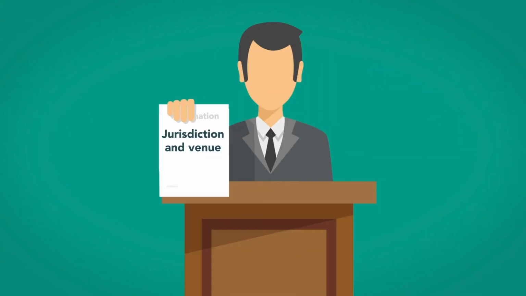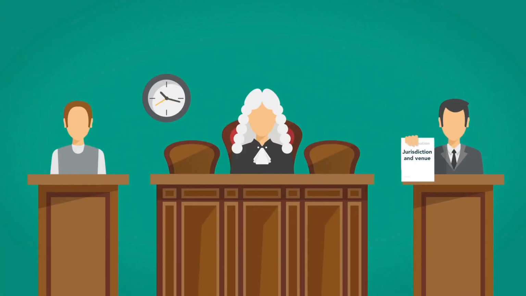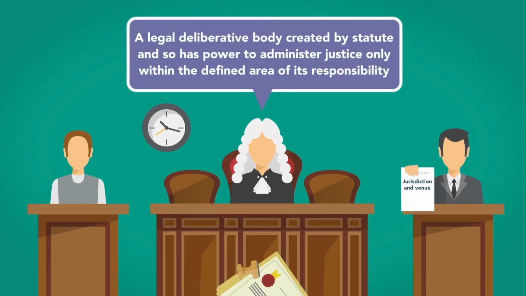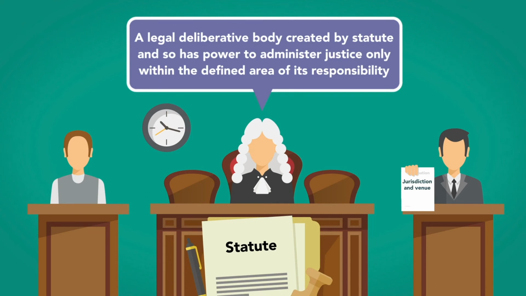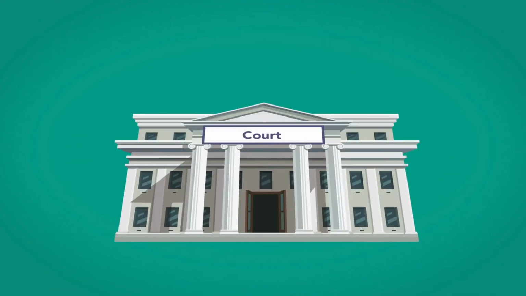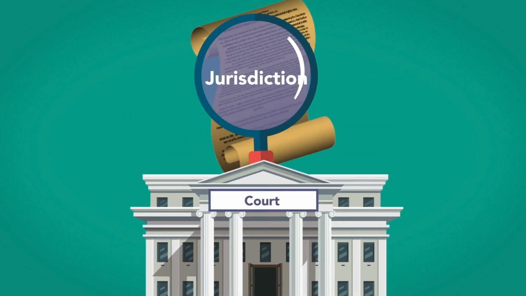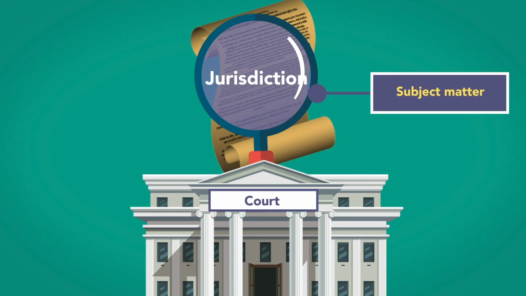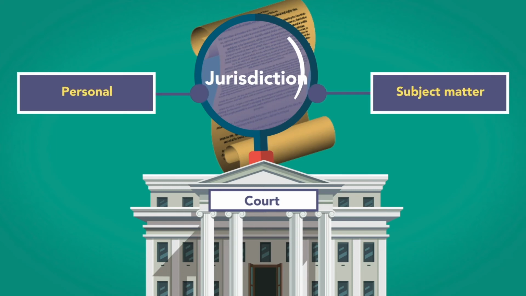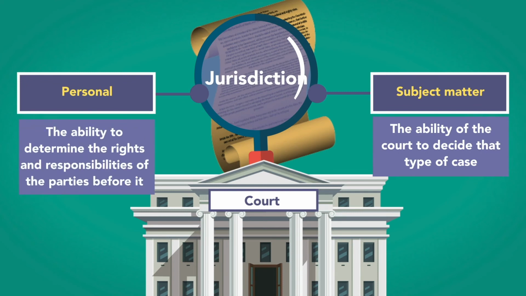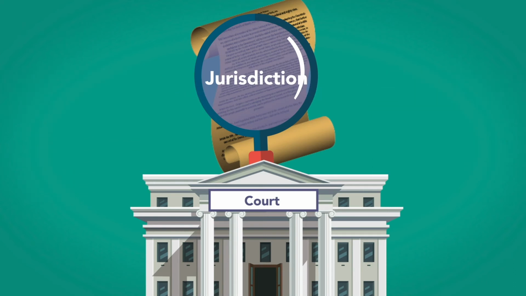Jurisdiction and venue are terms that describe the power of a particular court to hear a particular case. A court is a legal, deliberative body created by statute, and so has power to administer justice only within the defined area of its responsibility. The jurisdiction of a court is found in whatever law created that court. Jurisdiction can be divided into 2 categories: subject matter and personal. Subject matter jurisdiction is the ability of the court to decide that type of case. Personal jurisdiction means the ability to determine the rights and responsibilities of the parties before it.